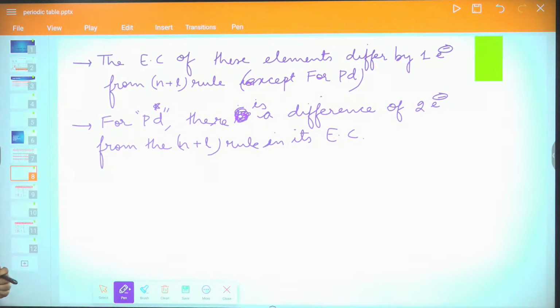Yes, written everyone. Now we'll try to understand the meaning of it. Don't worry about it.